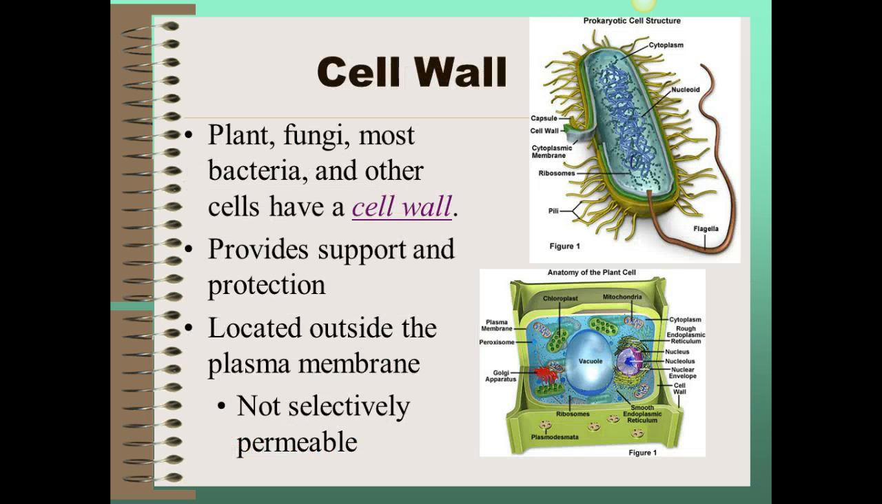I'm going to talk a little bit about the cell wall again, because we did talk about that this week for this test. Cell wall is not present in animal cells. So plants, fungi, most bacteria, and other cells have a cell wall, and its main function is to provide protection for the cell. It's located outside the plasma membrane, and it's non-selective.